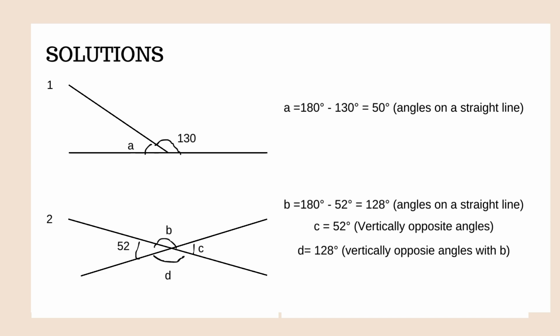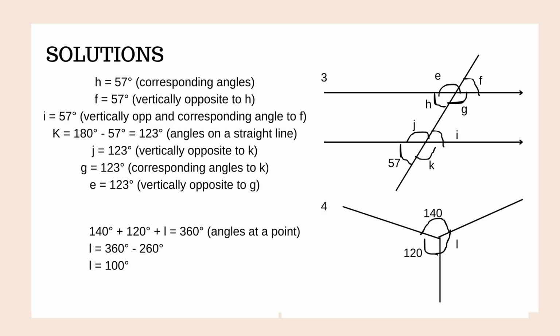Now let's look at the third and the fourth questions. I have an angle there that is 57 degrees. Knowing that that angle is 57 degrees, I can see that it has an alternate angle, I can see that it has a corresponding angle, and I can see that it has a vertically opposite angle. So all those three angles will also be 57: the angle that is alternate to the 57 will be 57, the angle that is vertically opposite to the 57 will be 57, and the corresponding angle to the 57 will be 57.